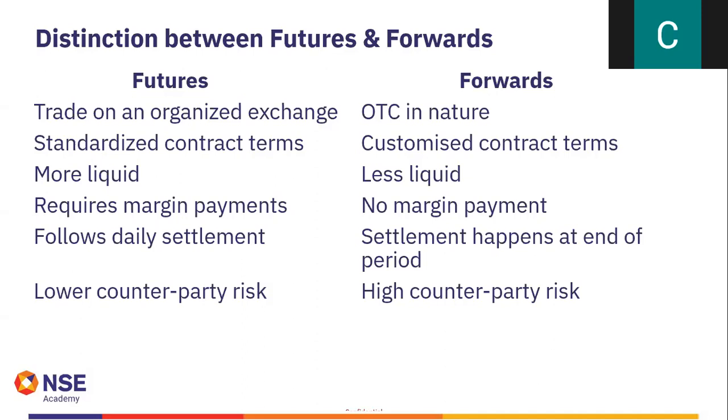You have something called daily settlement. Again, to mitigate the risk, to reduce the risk, and to safeguard the system, you have daily settlement available in futures. Whereas in forwards, you don't have such daily settlement. It happens only once, that is, at the end of the period. Lower counterparty risk, because here we have the exchange. The exchange is safeguarding the market. The exchange will act as the guarantor. So there is lower counterparty risk, whereas with respect to OTC, there is high counterparty risk.